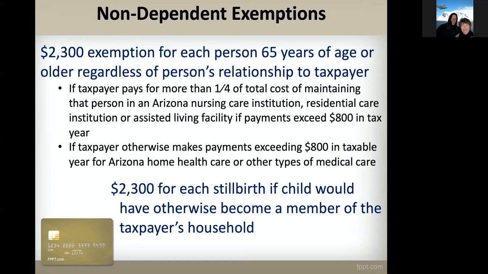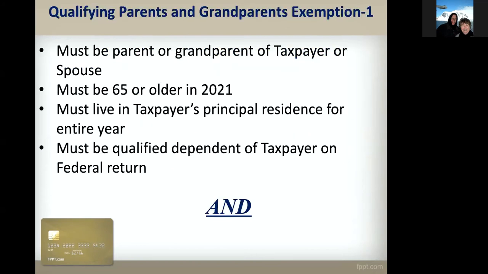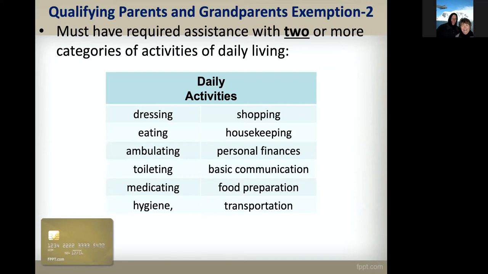Let's see, what else can I tell you about that? Oh, there are some specific rules concerning the $2,300 exemption for each person over 65. Those are there in the 2 bullets on your screen. Most of the time, I have never dealt with those because the software seems to take care of the calculation based on what I entered in the federal return. The person has to be the parent or grandparent of the taxpayer, must be 65 or older, must live in the taxpayer's principal residence, and must be a qualified dependent of the taxpayer on their federal return. And they must have required assistance with 2 or more categories of activities of daily living, like one or 2 of those items.